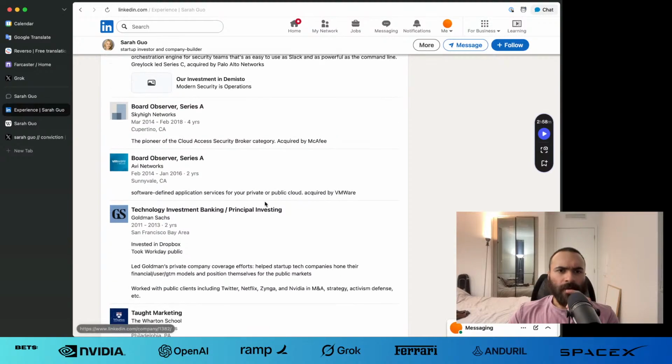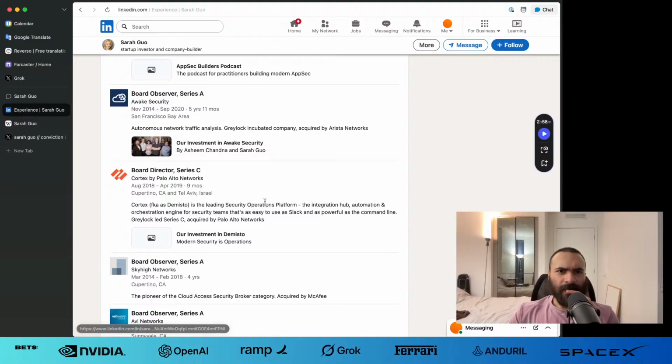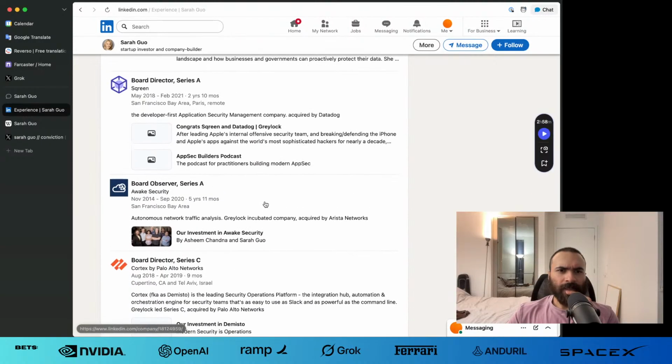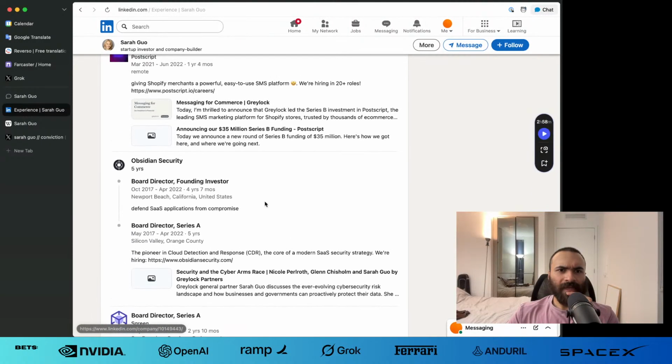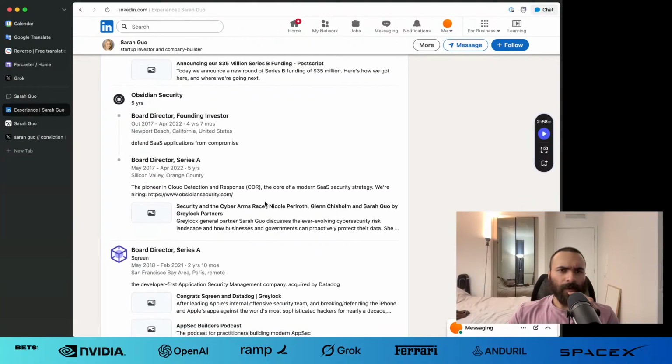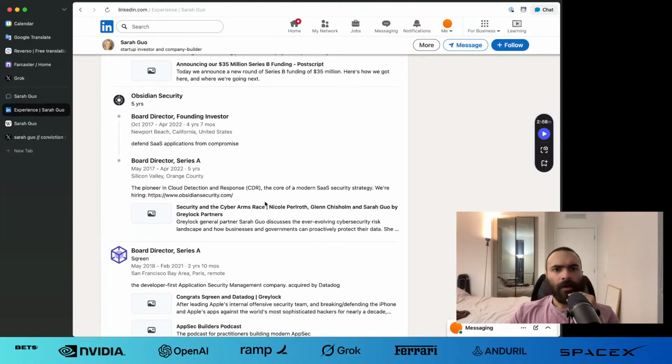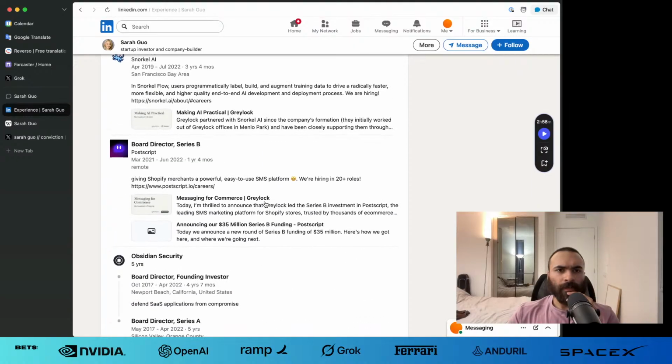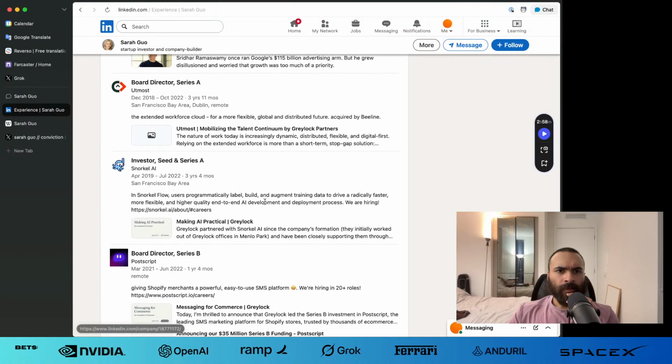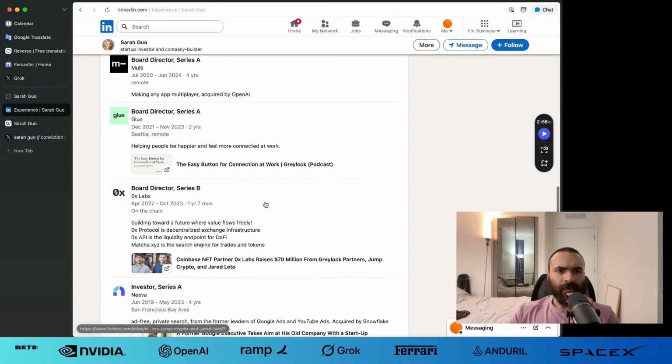Wow. And then we got into board observer. Okay, so Avi, Sky High, Cortex, Awake, Screen, Obsidian Security. Okay. Oh no, this is just again like 2 roles. Postscript, Snorkel, Utmost, Neva, 0x Labs. Okay.